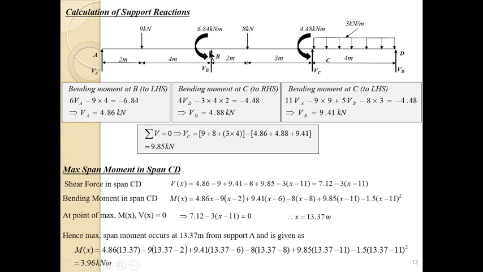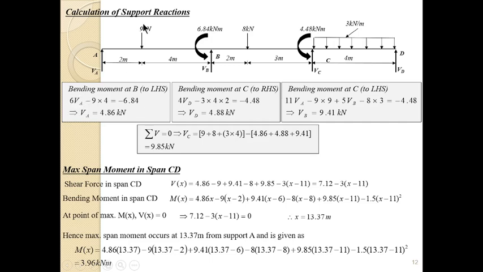In this case, if we stand at support B, we stand at point B, and we know the bending moment to be minus 6.84. So we take bending moment by the left hand side. If we do that, VA will give us a clockwise moment. So it's going to be positive, and the perpendicular distance is 6. So that's why we have 6 VA.